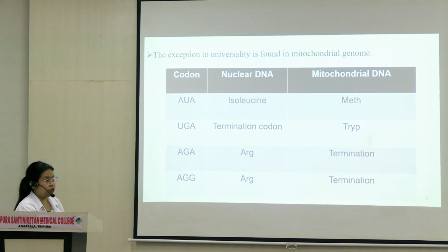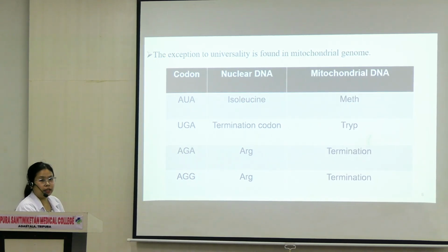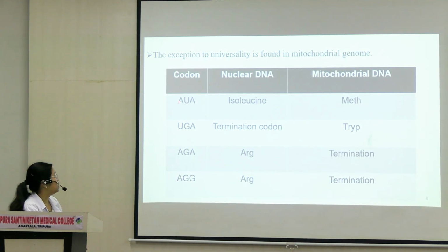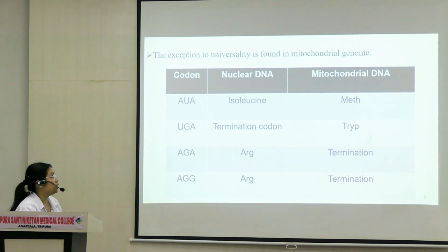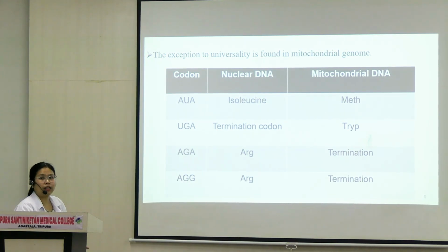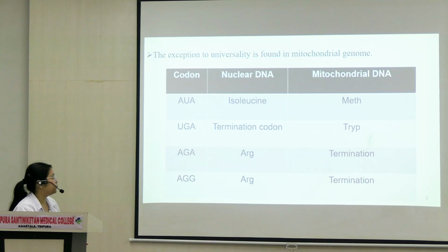AUA codon represents isoleucine in the nuclear DNA. When we say DNA, we mean nuclear DNA. So our actual DNA, that is isoleucine. AUA represents isoleucine. But AUA in mitochondrial DNA represents methionine. In nuclear DNA, methionine is represented by AUG, right?